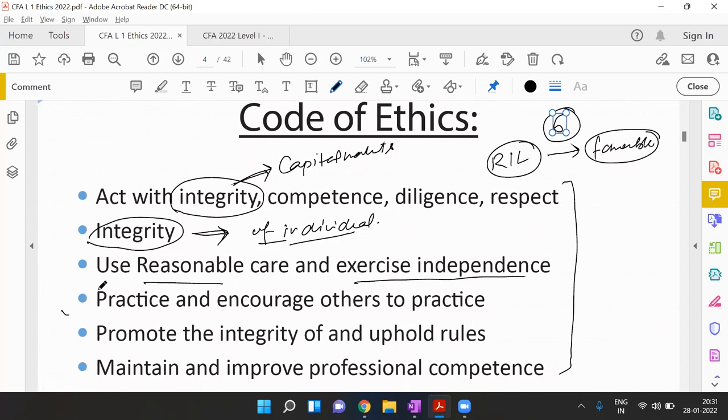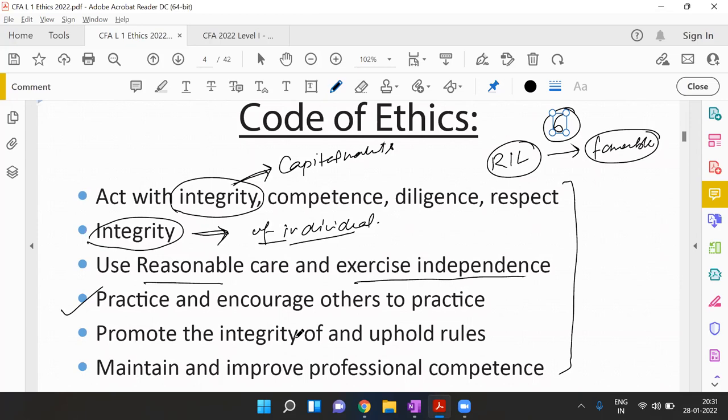The fourth code of ethics says: practice and encourage others to practice in a professional and ethical manner. That will bring repute to you and your profession also, right? So the fourth point says what?